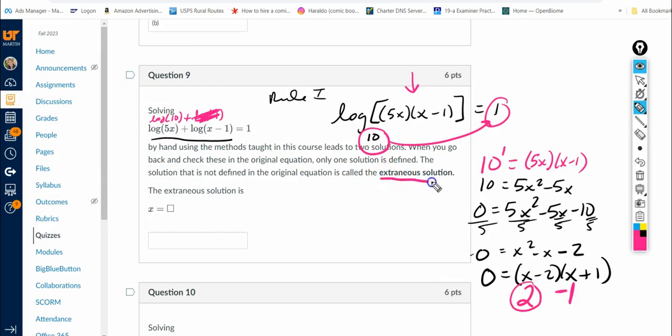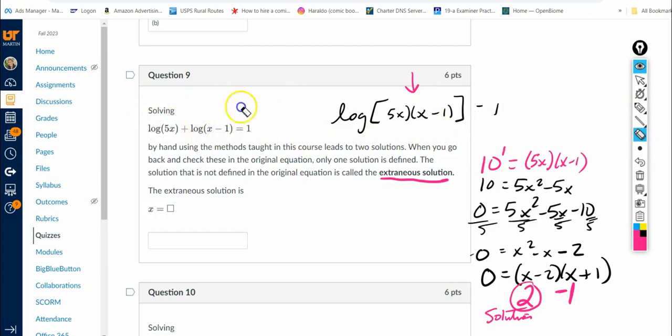You were not asked for the solution. You're asked for the extraneous solution if there is one. So this is an actual solution. And if you had used a phone app on this, this would tell you what the answer was. But you weren't asked for the solution. You're asked for the extraneous solution.